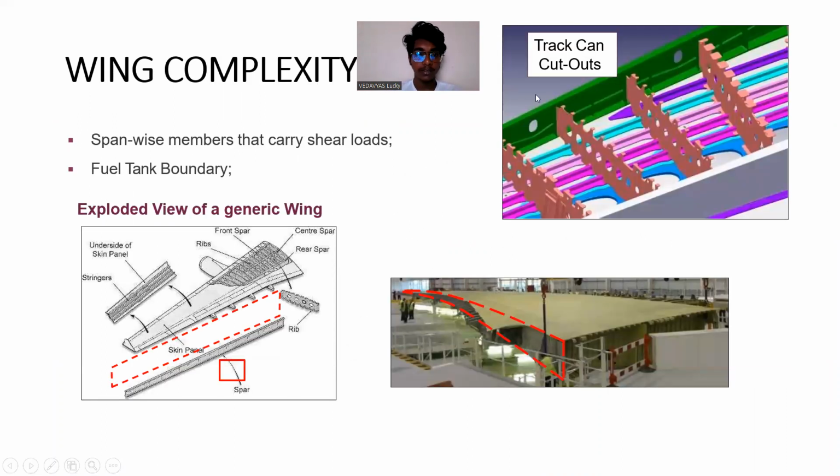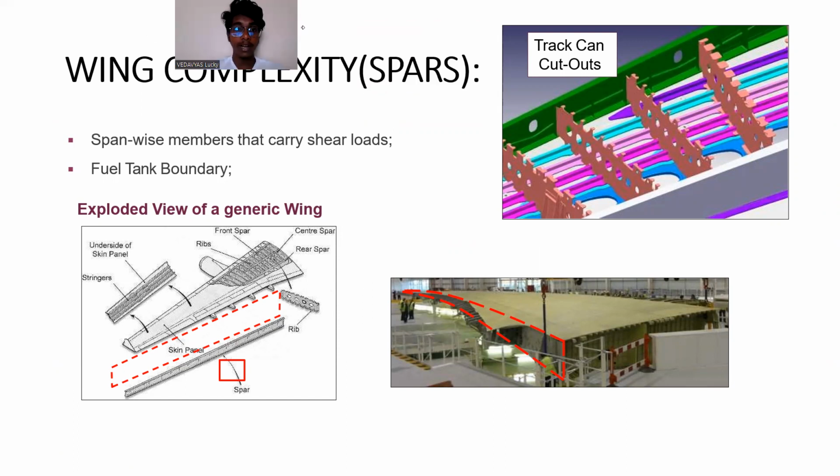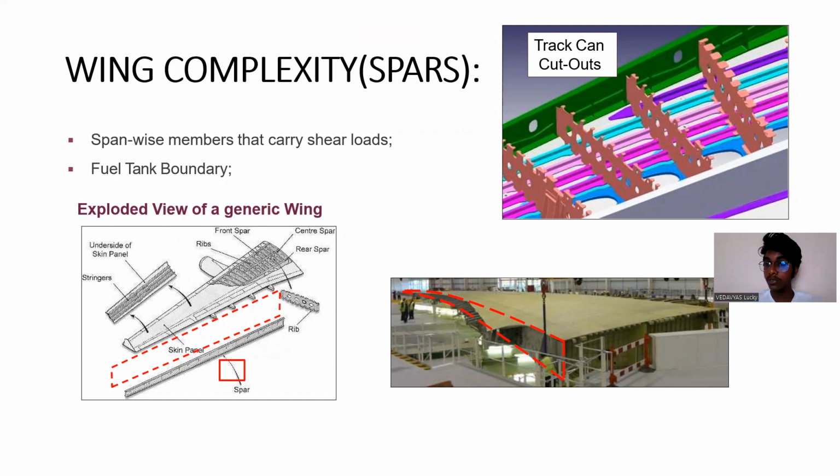Wing complexity. As we can see in this wing, the complexity of spars. Spars are generally made of a lighter material which gives support to the total wing along with the ribs and spars. As you can see, they are span-wise members that carry shear loads and form fuel tank boundaries. As you can see, these are the ribs and the spars are attached inside the ribs.